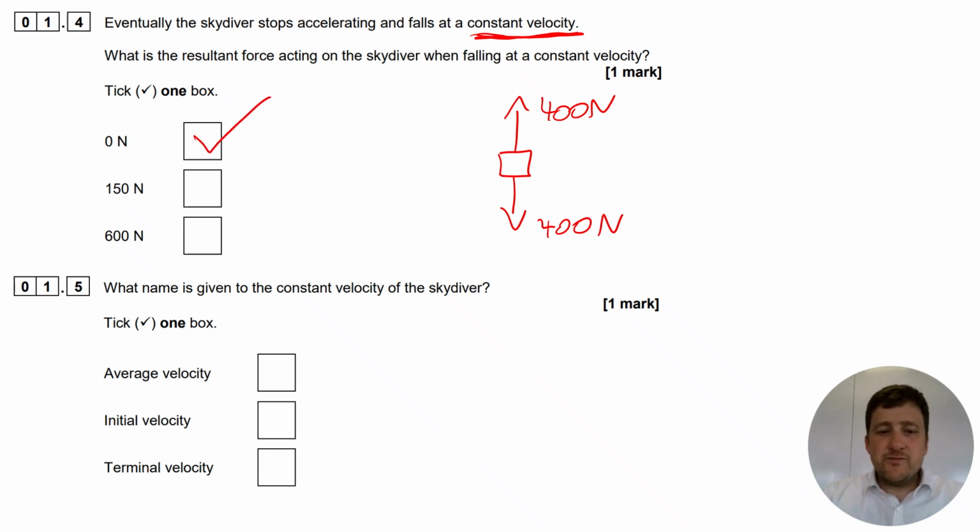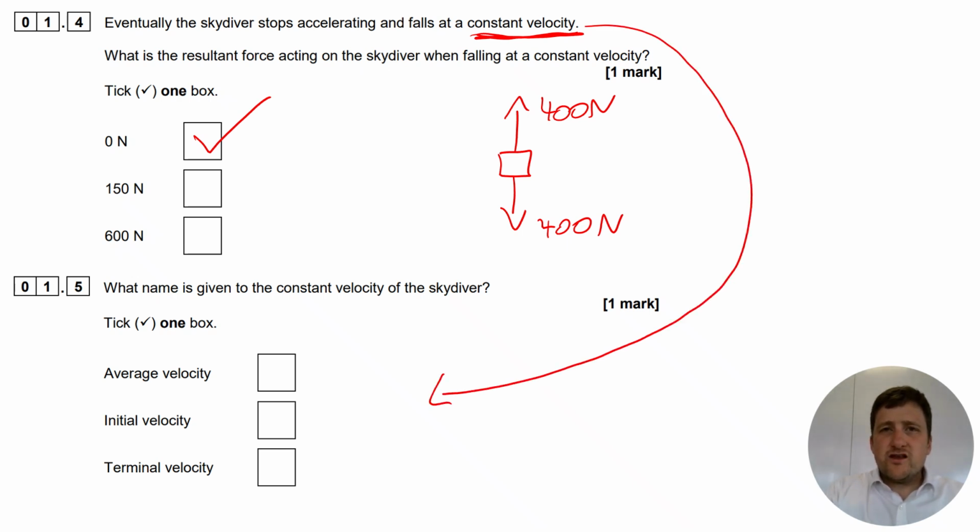What name is given to the constant velocity of the skydiver? Specific to this question, if they are going at constant velocity, it's not average, it's not initial because it's not at the start, it's terminal velocity. This is the fastest, the maximum velocity they can go with those forces involved.